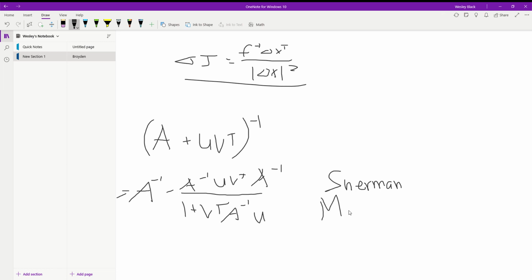Sherman-Morrison. We can do better. There. Now that's legible, mostly. That's Sherman-Morrison, a great way of making a very messy function.